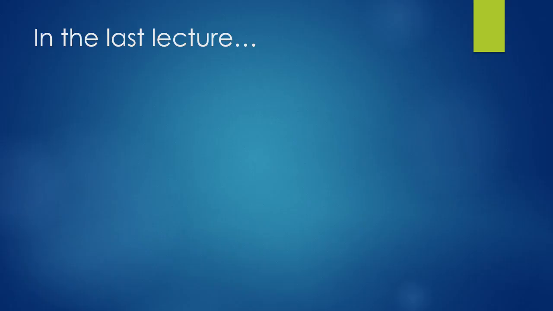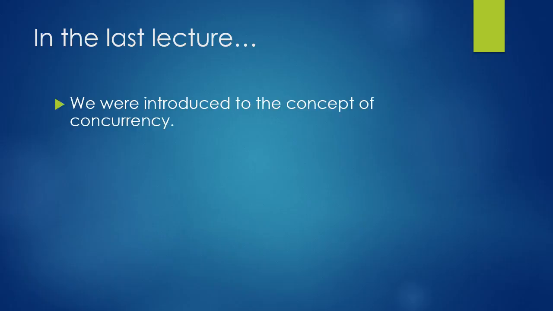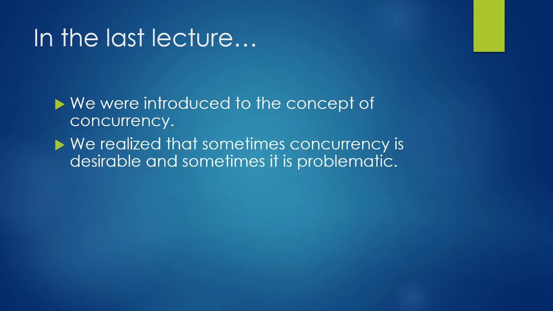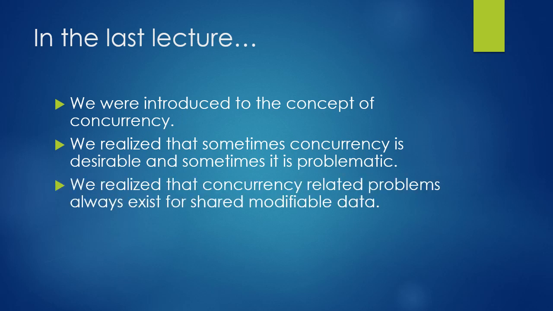In the last lecture, we were introduced to the concept of concurrency. Concurrency is the overlapping of lifespans of different events. We realize that sometimes concurrency is desirable and sometimes it is problematic. We realize that concurrency related problems always exist for shared modifiable data.